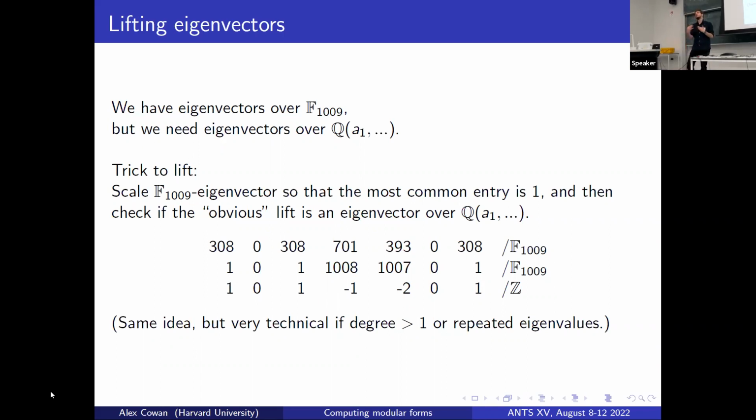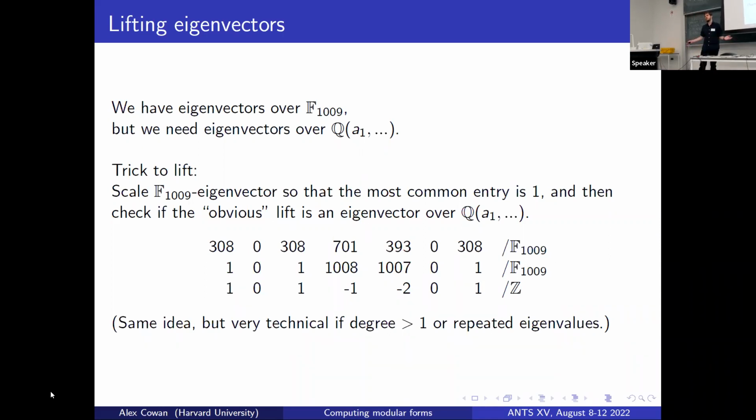The key idea, the heuristic, is that over the integers, probably the most common entry in this eigenvector is going to be 1. We don't know that for sure, but probably that's true. So we're going to take this eigenvector, mod 1009, and rescale it so that the most common entry is 1 as well. If you divide by 308 here, then you get 1, 0, 1, 1008, 1007, and so on. Now, if you want to lift to the integers, well, this 1008 sure looks like it wants to be -1. This 1007 sure looks like it wants to be -2. And so you get some vector over the integers.